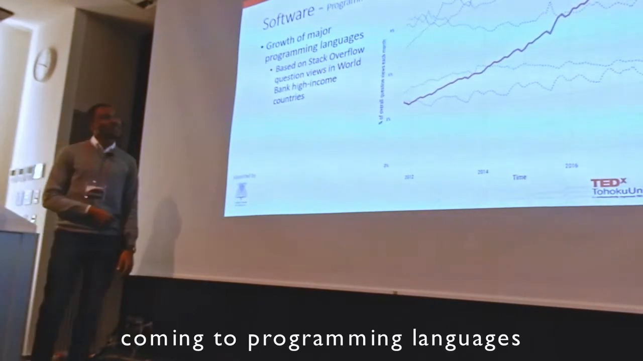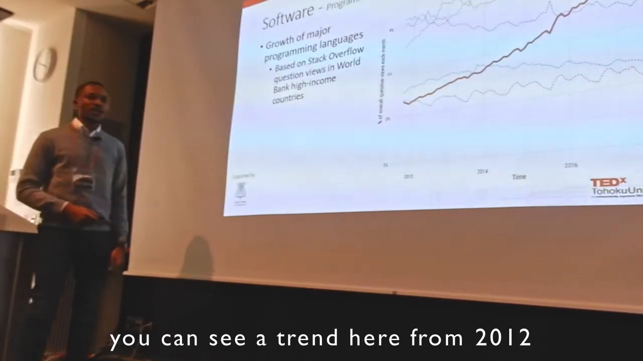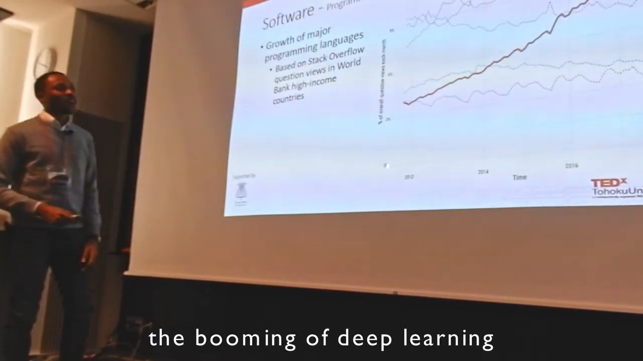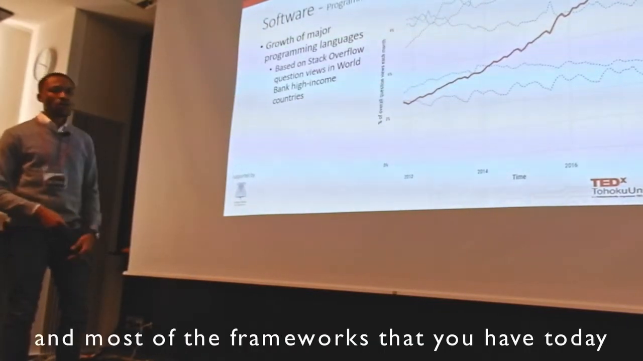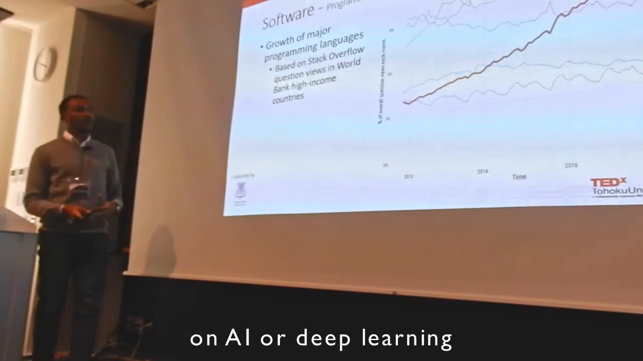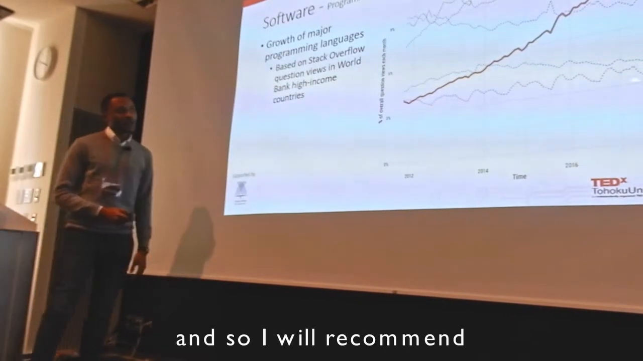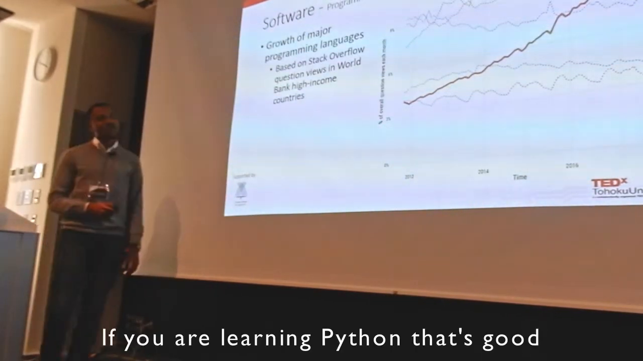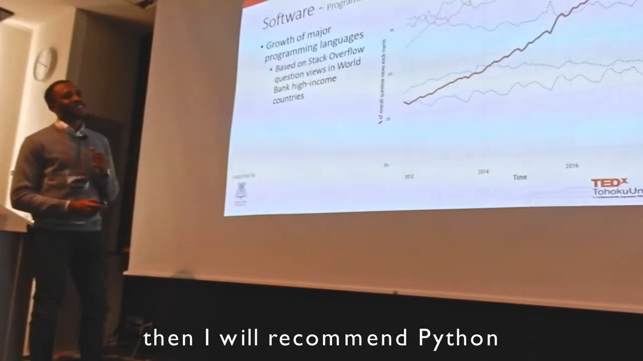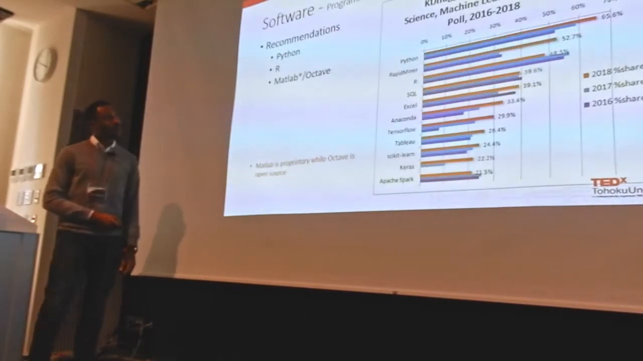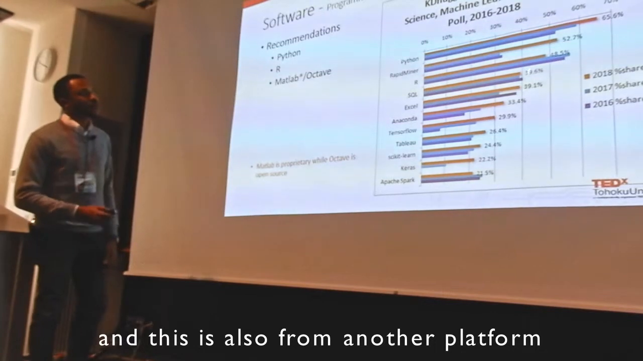Alright, so coming into programming languages, you can see a trend here from 2012, since the beginning of the booming of deep learning. Python has become very, very popular. And most of the frameworks that you have today for AI, deep learning, or machine learning are in Python. So I would recommend, basically, if you're thinking of a programming language to learn, that Python is good.